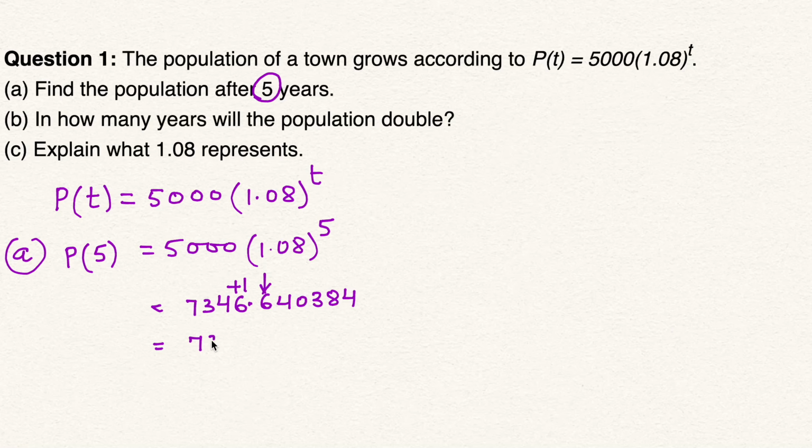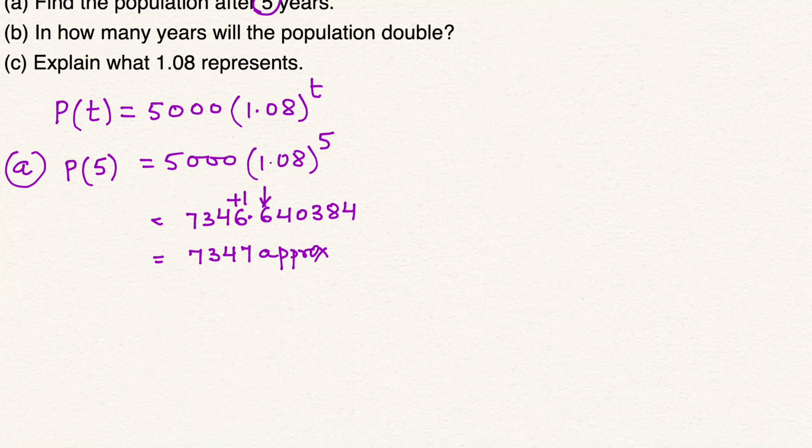So 7347. Now I'll write approx. Why? Because this is not the exact population, right? This is being rounded off. So after 5 years, the population will be 7347. Let's come to part 2.